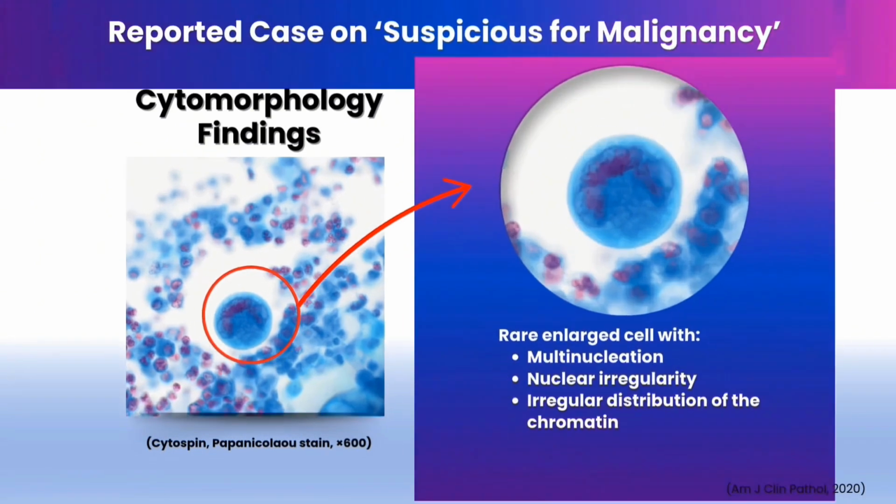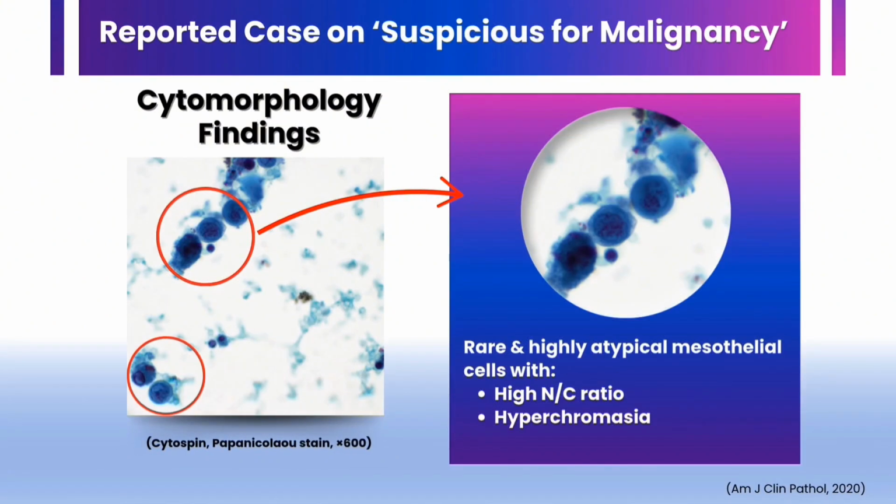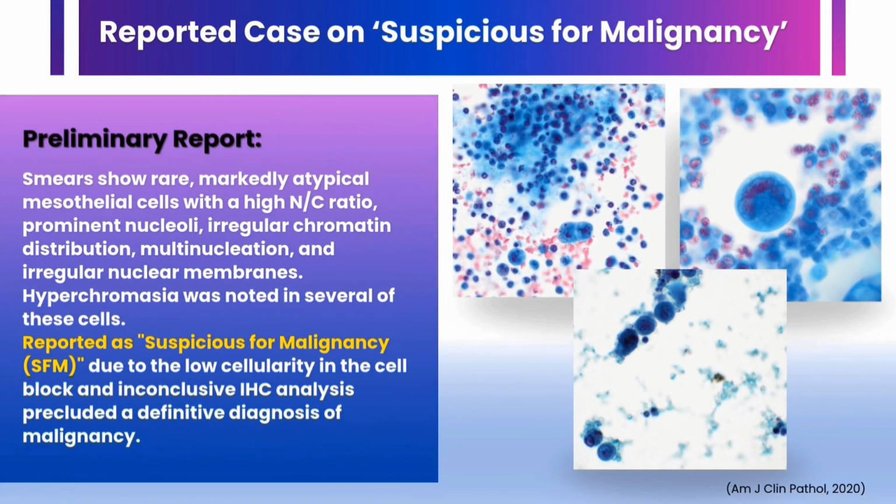distribution of the chromatin. In this field, we can find rare and highly atypical mesothelial cells with high NC ratio and hyperchromasia. This case was reported as suspicious for malignancy, SFM, instead of atypia of undetermined significance, AUS, due to the degree and characteristics of the cytologic findings, whereby the smears show features of cells that go beyond mild or moderate atypia, and also the described nuclear abnormalities suggest significant concern for malignancy, but not definitive, due to low cellularity in the cell block and inconclusive IHC analysis.